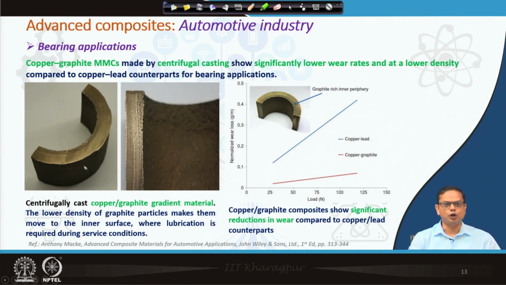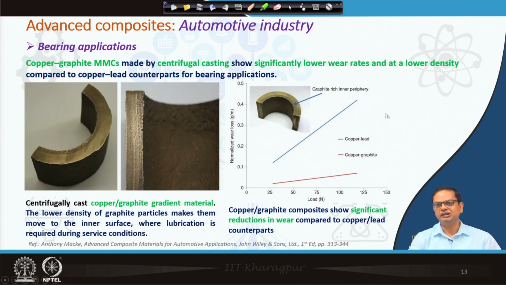In this case, this is actually copper graphite. Earlier, this was used as copper lead in bearing applications. Okay. Because lead provides certain amount of lubrication. However, now it is being replaced by this aluminum copper graphite. Again, by centrifugal casting this has been made, and at the inside core area, inside wall, what you see is that there is distribution of graphite which provides lubrication when it is in operation.